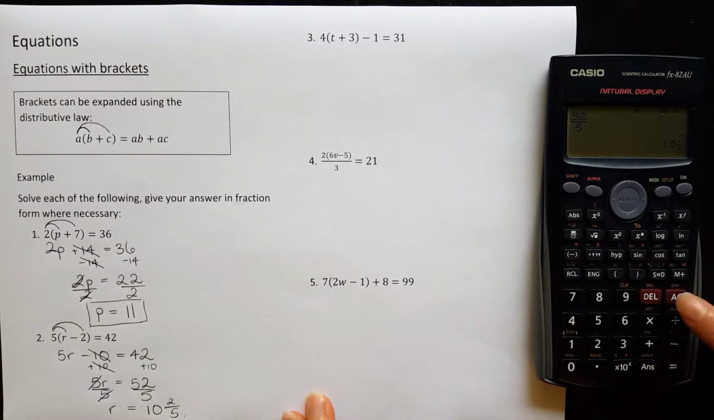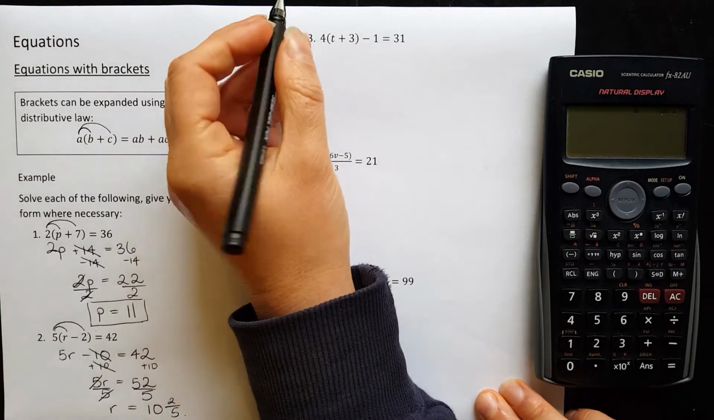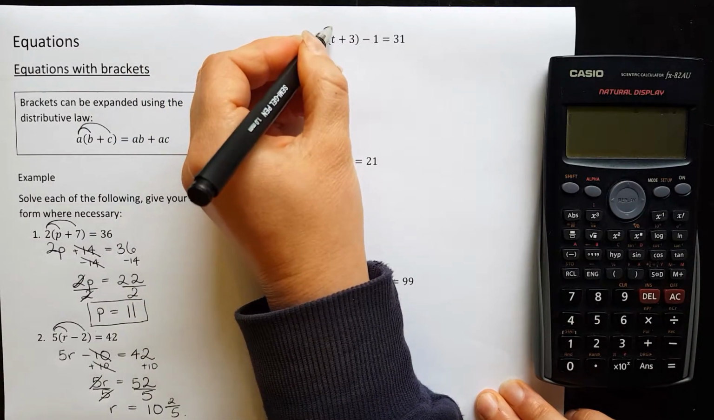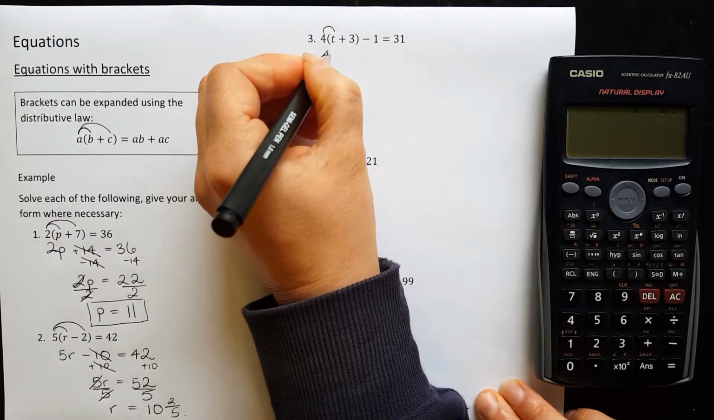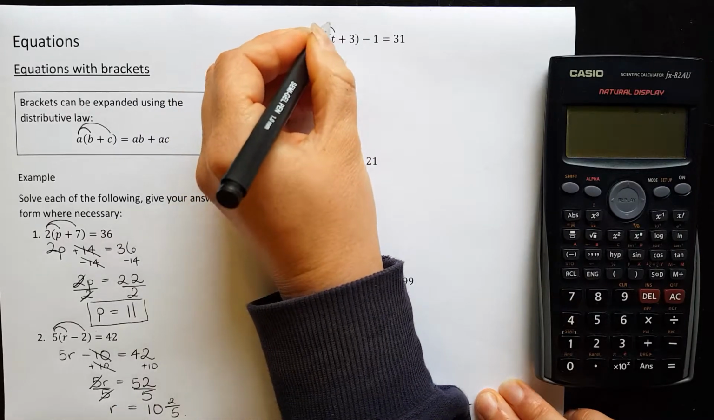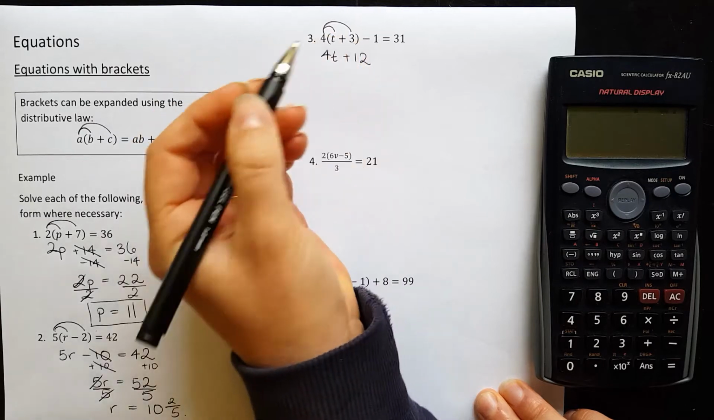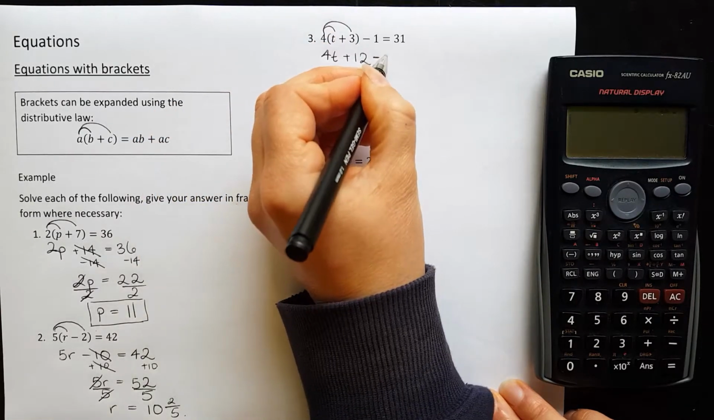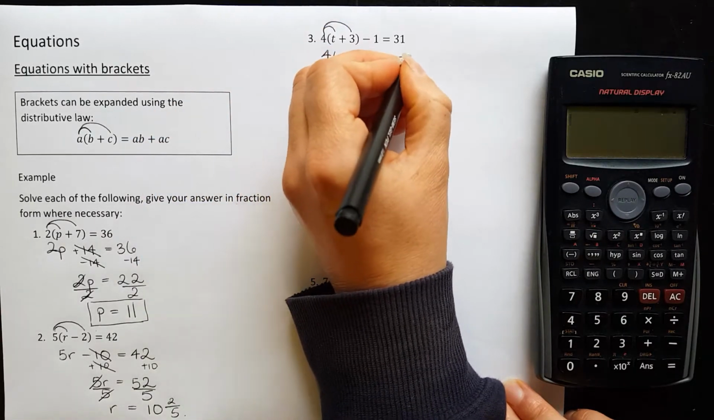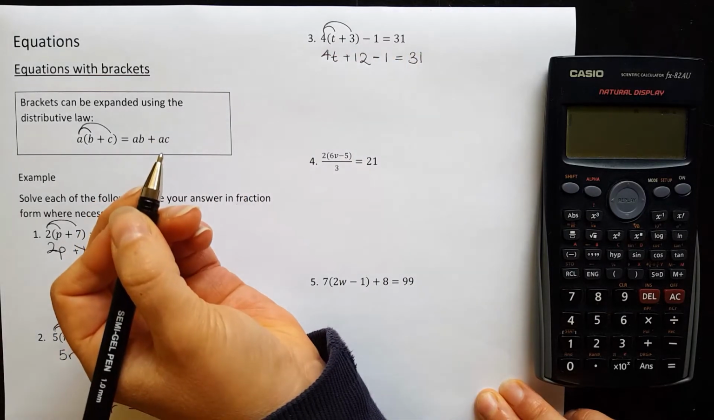Okay, question 3. Let's expand the bracket first. 4 times T is 4T. 4 times 3 is 12. The minus 1 isn't part of the bracket, it's just sitting at the end, so we're just going to write that down. And that's all equal to 31.